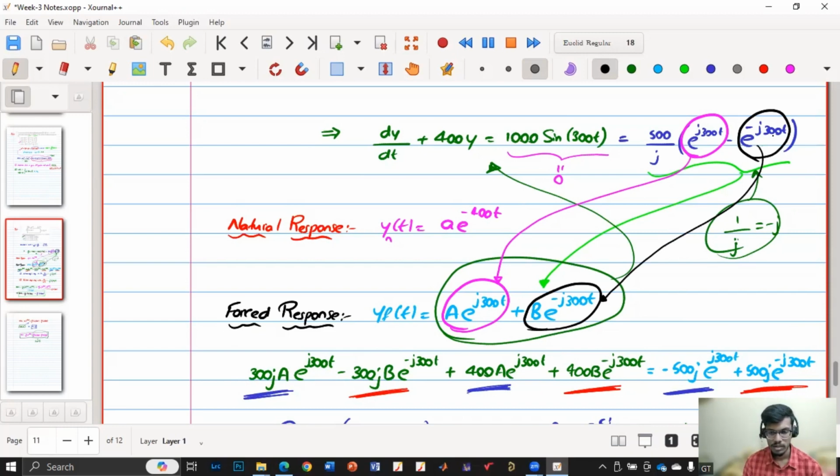Is that clear? Yes, sir. So if there are n number of exponential terms in the input, then we'll assume n coefficients multiplied by the n exponential terms, followed by a summation. Then we'll solve for the n coefficients. If it is only one exponential, then it will be only one exponential multiplied by an unknown coefficient.